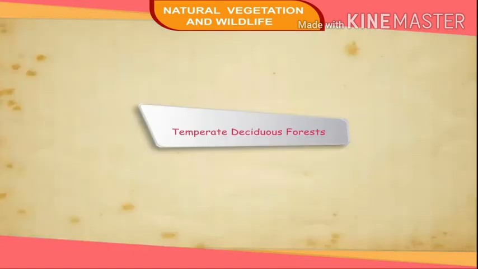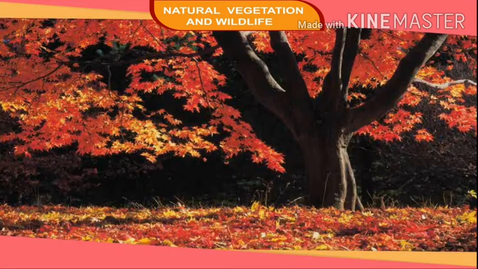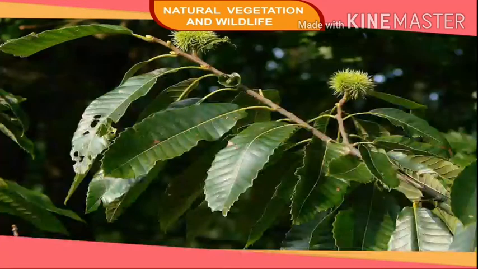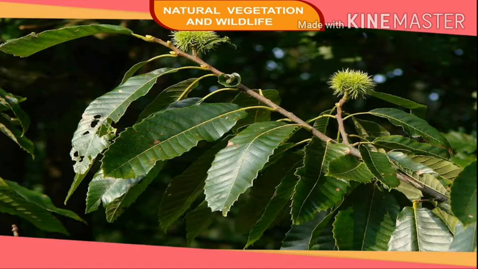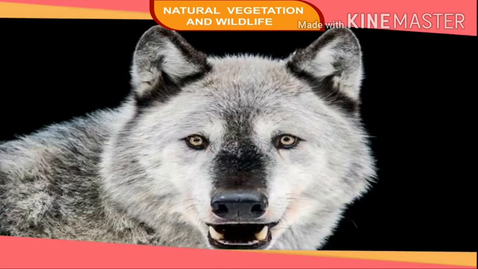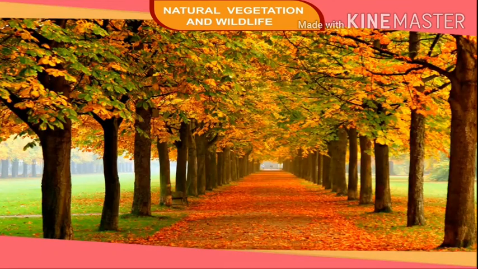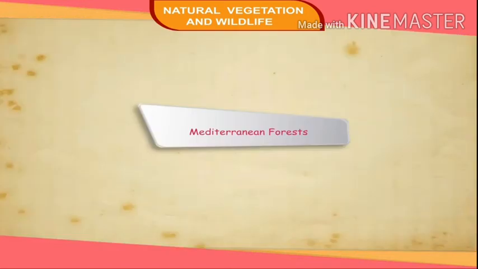Temperate deciduous forests. These are the regions having moderate temperature and rainfall. When it gets cold in autumn, these trees shed their leaves. In USA, the season when these trees shed their leaves is called fall. Common trees are maple, walnut, birch, and chestnut. The wildlife consists of deer, foxes, and wolves, etc. The areas covered by such forests are northeastern USA, northeastern China, Japan, southern Chile, and New Zealand.